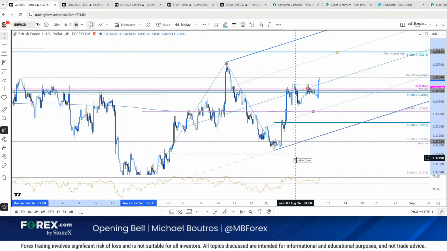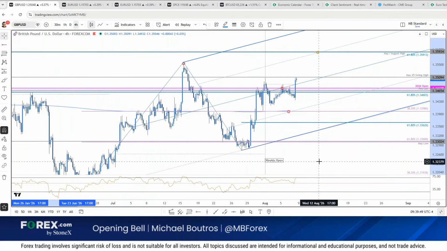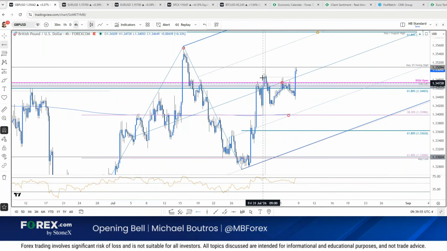Sterling is checking support right now. If we're heading higher on this stretch, okay, look, this is really near term, but the weekly open here comes in at 34.87. I wouldn't want to see anything below 34.60.